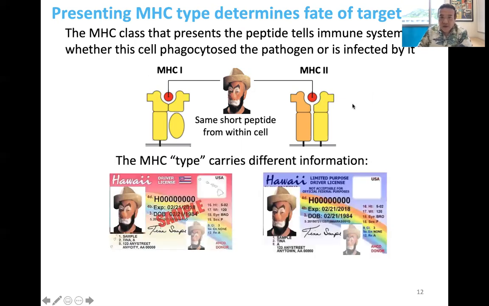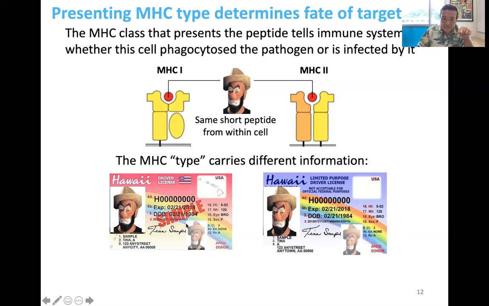Right? So you can think about it this way. The MHC1 versus MHC2 provides different information, right? And is going to tell whatever T cell comes and recognizes it, either the CD8 positive T cell or the CD4 T cell, how to interpret the presence of this red dot.